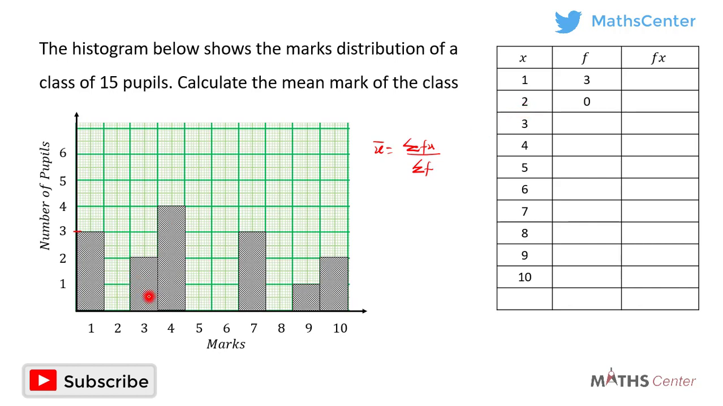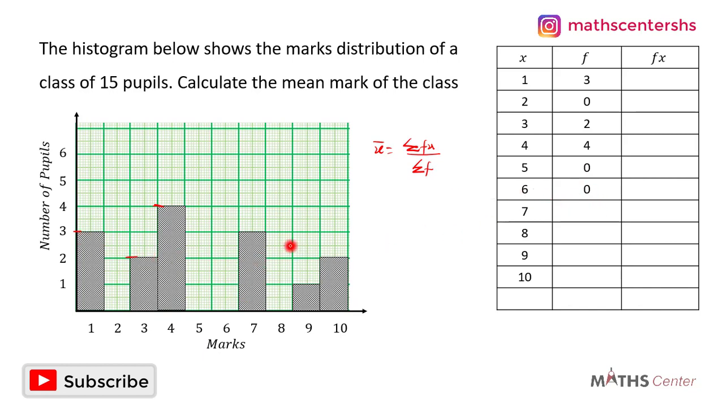The next one is mark 3. As we can clearly see here, the frequency is 2. The next one is 4. The frequency is 4. The next one is 5. There is no bar there, so it means that the frequency there is 0. The next one is 6. That one too, there is no bar there, so the frequency is 0.